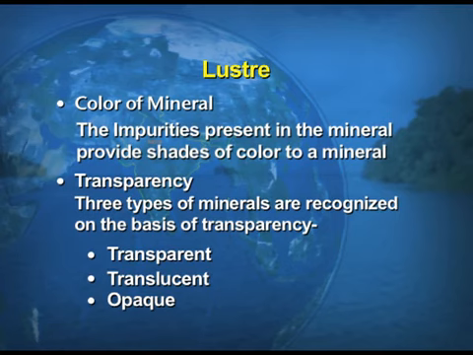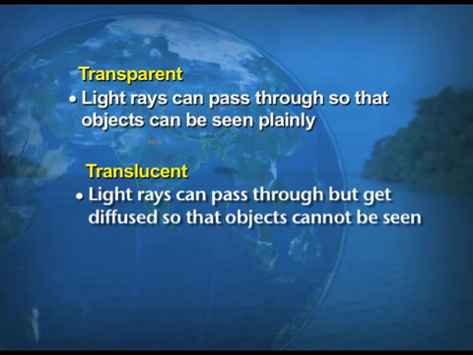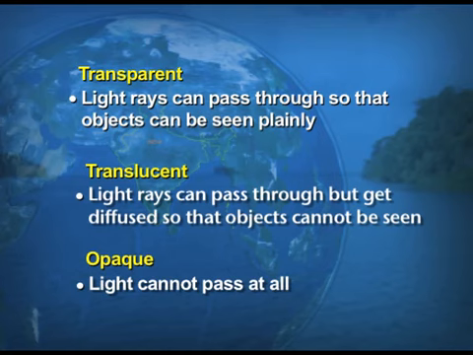Now, if we look at the definitions of these three terms, the only difference between the transparent and the translucent is that under the transparent, the objects can be seen plainly because the light passes through it. But under the translucent, the light passes through but gets diffused, so the objects cannot be seen. And the third type is the opaque. Opaque is when the light cannot pass through. So, these three categories depict the transparency of the mineral.